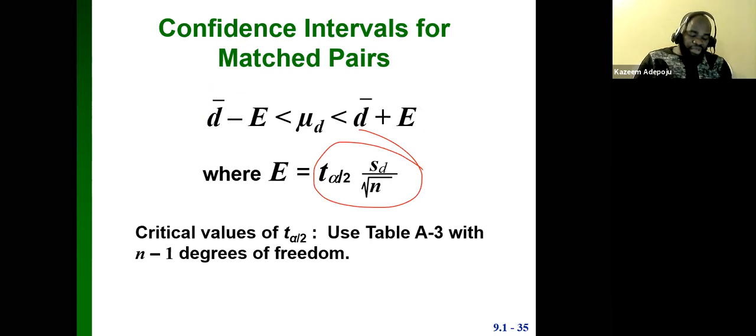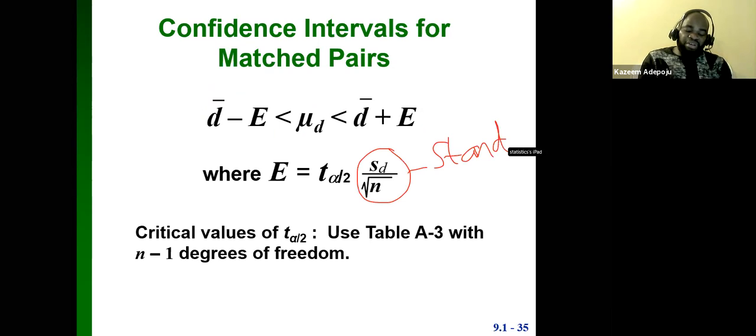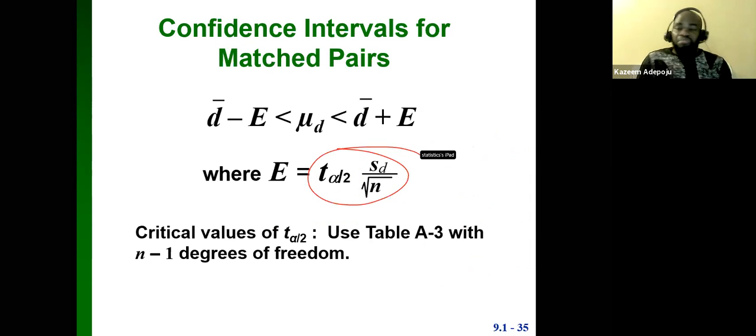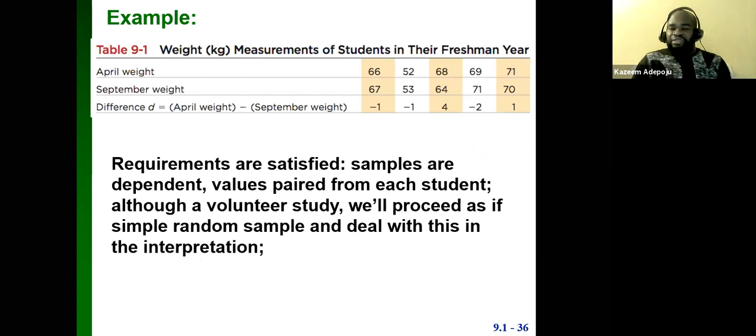Let me tell you, the formula is split into two. If you take a look at this, that is the standard error of the difference. And this here is the t value. Multiplying the two will give you the margin of error. The values of t can be obtained using a statistical table, and of course it can be obtained using R. My TA will walk you through that. So let us now have an example on that.